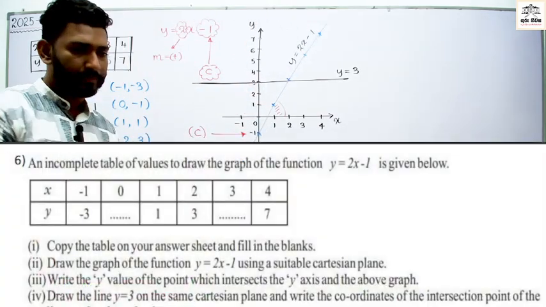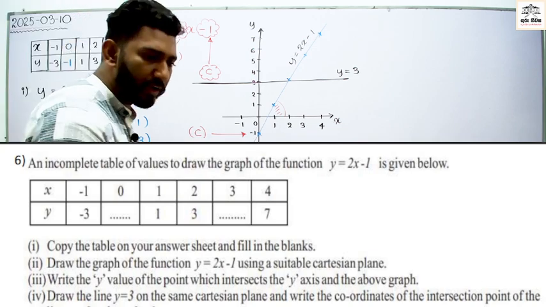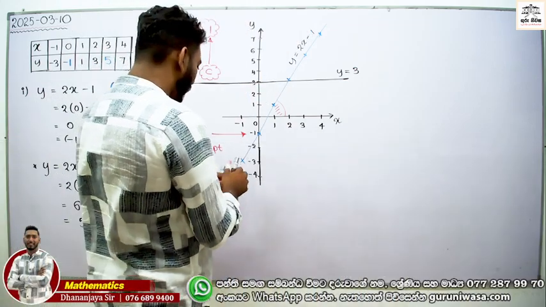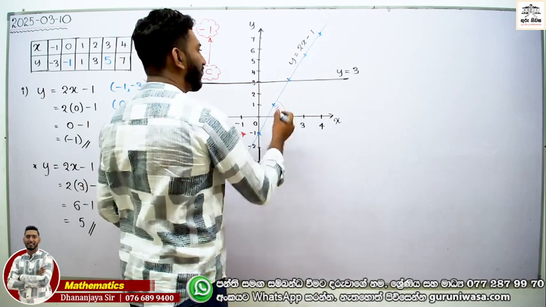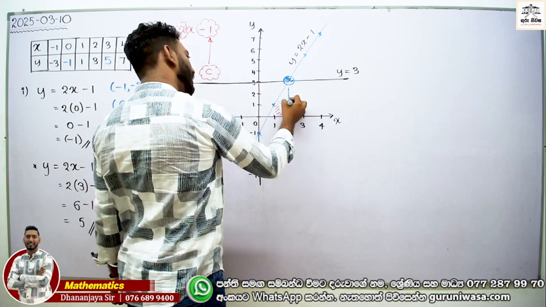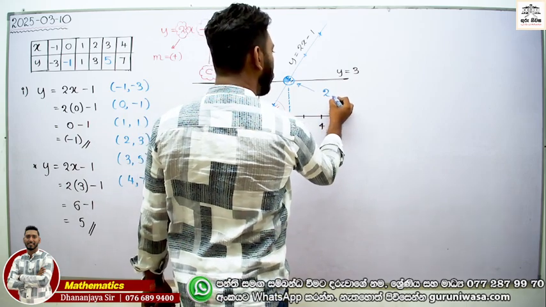And write the coordinates of the intersection point of the graph. Whoa, look at this. The intersection point is here. And what is the coordinate? This one, the coordinate is 2, 3.